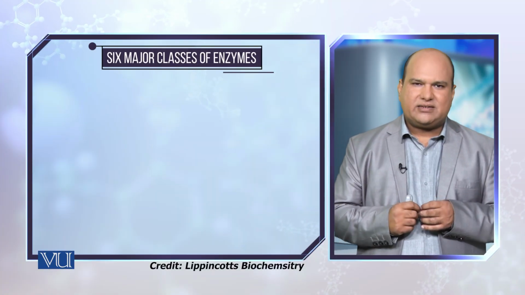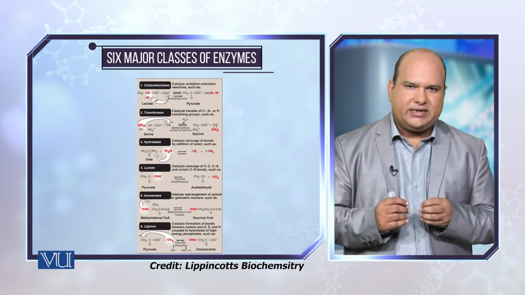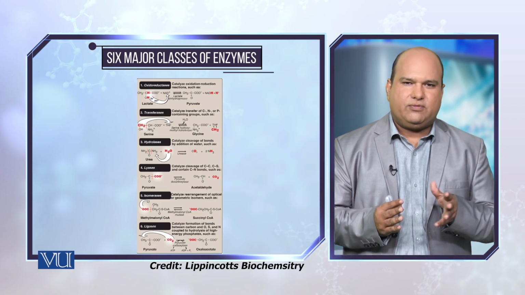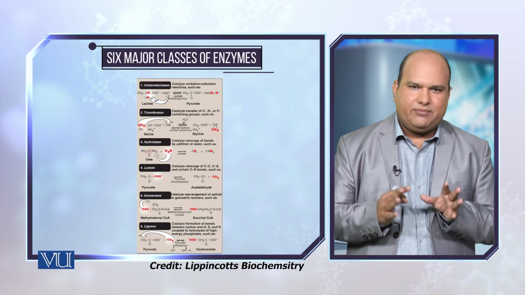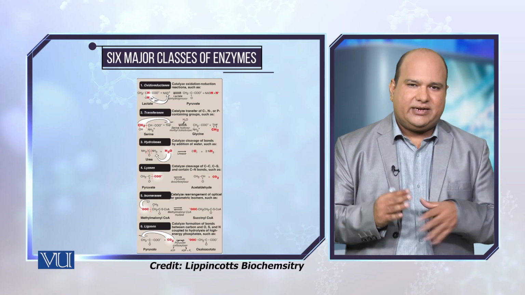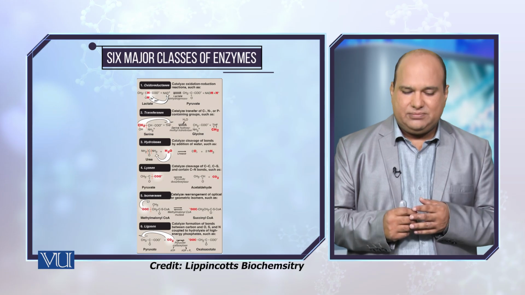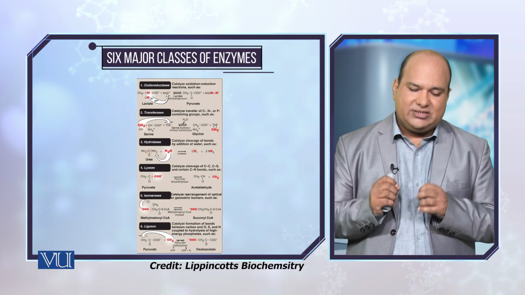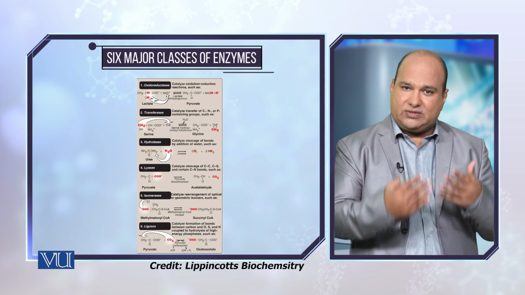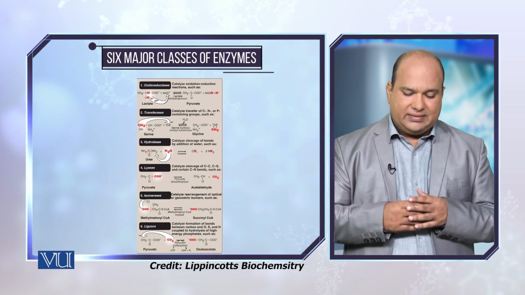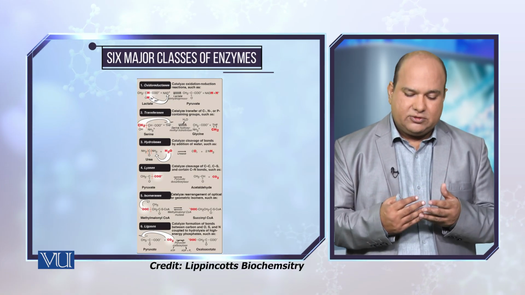Then there are 6 major classes of enzymes. I will just give you a little bit of the names, just for the sake of letting you know about the classification of enzymes. We are not going into detail about how each enzyme performs its function. There is oxidoreductase, as the name shows, involved in oxidation reduction reactions. There are transferases which are involved in the transfer of one group to another group. Then there are hydrolases which are involved in the cleavage of bonds.